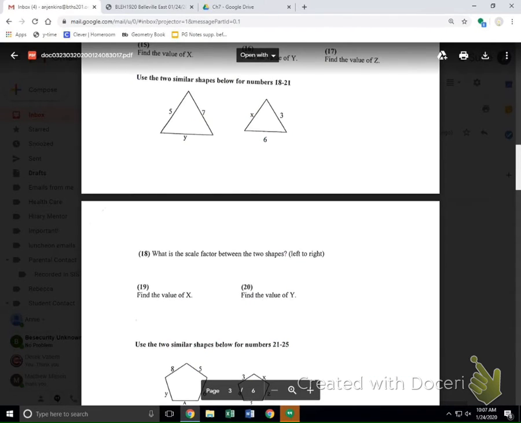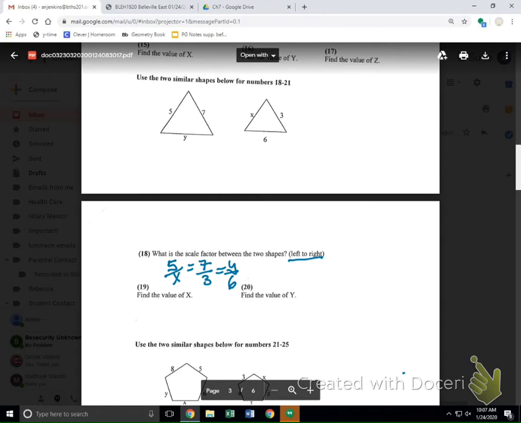So we're here, and we want to create our scale factor. Once again, it says left to right. So I'm going to start with the side that has 5. The side that corresponds to the 5 on the other triangle is what? X. And then we go to 7, and the side that corresponds to that is? 3. Yep, and then we have y, and the side that corresponds to that is? 6. Nice job.